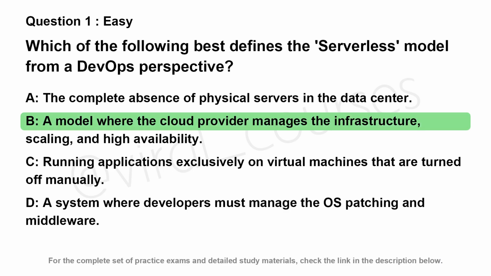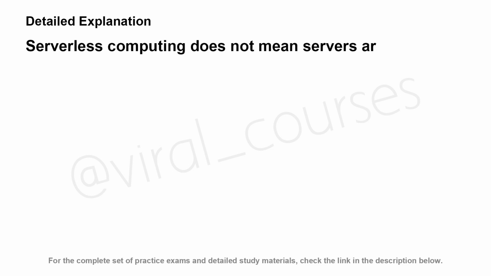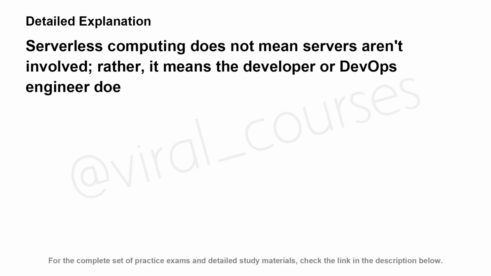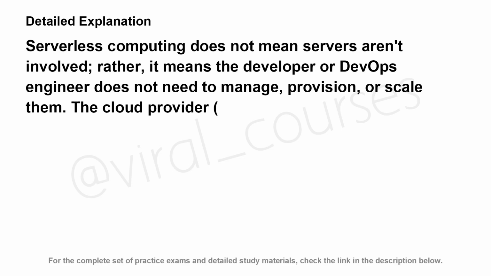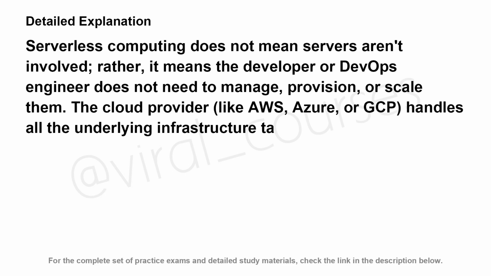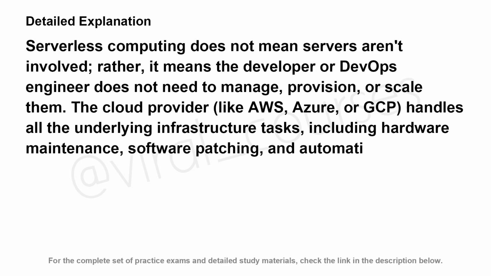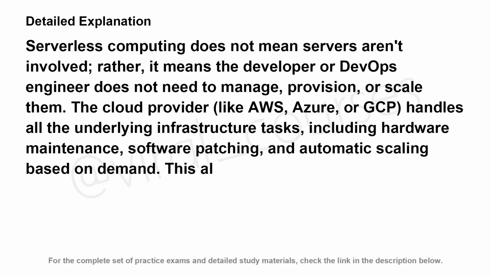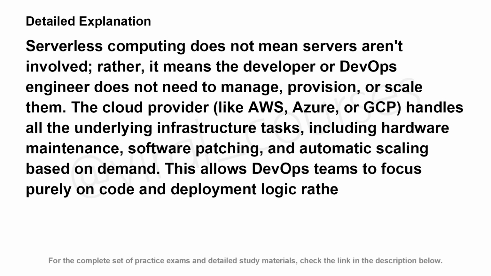The correct answer is B. Serverless computing does not mean servers aren't involved. Rather, it means the developer or DevOps engineer does not need to manage, provision, or scale them. The cloud provider, like AWS, Azure, or GCP, handles all the underlying infrastructure tasks, including hardware maintenance, software patching, and automatic scaling based on demand. This allows DevOps teams to focus purely on code and deployment logic rather than operational overhead.